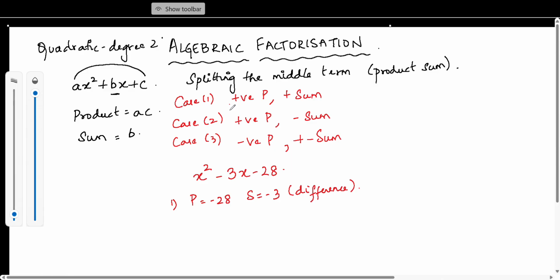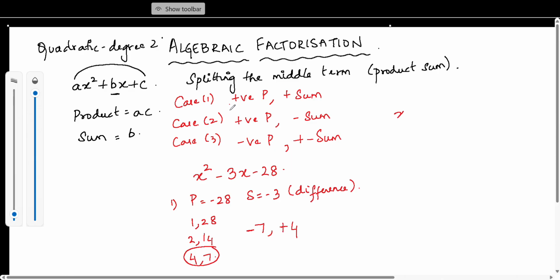Now here, start listing the factors of 28. 1, 28, 2, 14, 3 doesn't go, 4, 7, 5, 6 doesn't go, 7 is already listed, so we can stop. Since the sum is negative and the product was also negative, it means we'll have to subtract the two numbers. Which of these numbers gives a difference of 3? It's clearly this. 7 and 4 gives a difference of 3. Now, since the difference is minus, it means the bigger integer ought to be negative and 4 is positive.